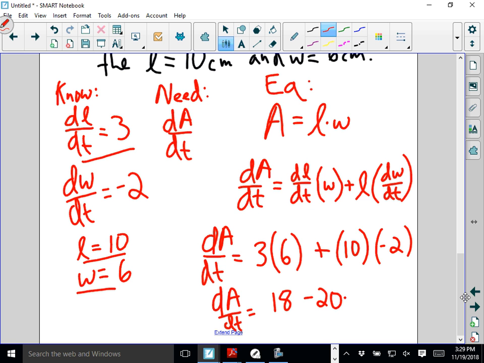Interestingly enough, even though my length is increasing by more than my width is decreasing, the overall area of this rectangle is getting smaller at this instant. If I messed with those rates or messed with L and W, I could change this from a positive number to a negative number or vice versa. But I want to think about the units here. What would be the unit for the area of a rectangle? In this case, it'd be centimeters squared, and our time unit is seconds. So we say dA/dt equals negative 2 centimeters squared per second. So the area is actually decreasing by 2 square centimeters per second.